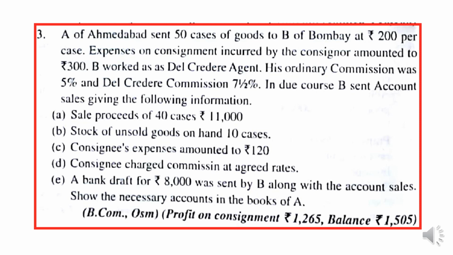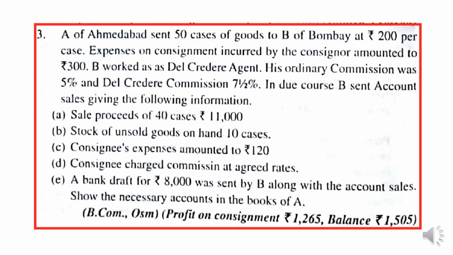Stock of unsold goods on hand is 10 cases. What is the leftover material with the consignee? 10 cases. Consignee's expenses amounted to rupees 120. Consignee charged commission at an agreed rate, that is 12.5%, del credere and normal commission. A bank draft for 8,000 was sent by B along with the account sales. This is the advance given by the consignee to the consignor. Show necessary accounts in the books of A.